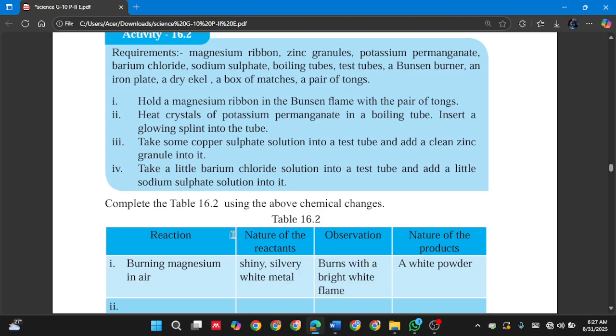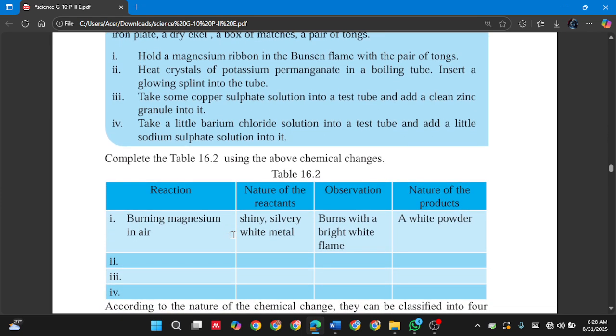Heat crystals of potassium permanganate in a boiling tube. Insert a glowing splint into the tube. You have to take the potassium permanganate crystals, then put them into a boiling tube and heat. What happened? After that, you have to insert a glowing splint.